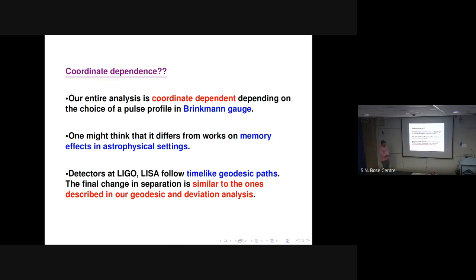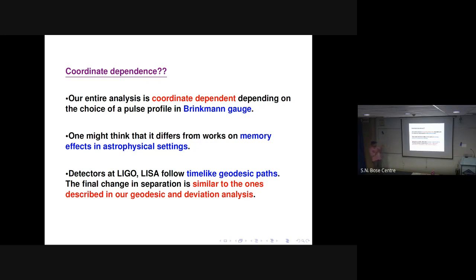So one might think that it differs from astrophysical settings because you will observe a minimum effect which is very varying. But you note that the detectors LIGO and LISA follow time-like geodesic paths. So ultimately, the equation for the detector will involve a geodesic deviation. And we have ultimately solved the geodesic deviation equation by solving the geodesic equation.